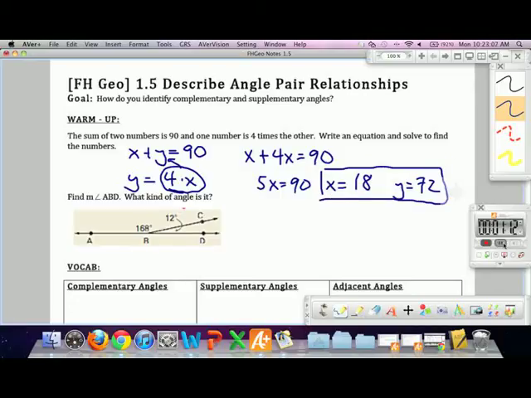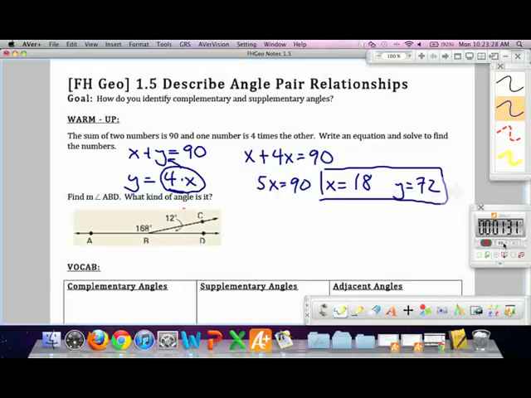Finding the measure of angle ABD. What is the measure of angle ABD? 180. How did we know it's 180? Straight line. Isabel? You add 168 to 12.